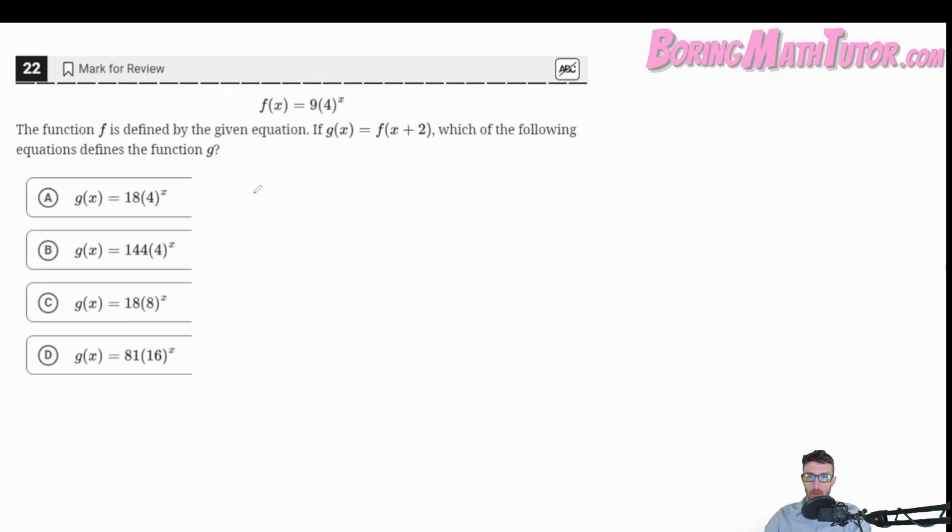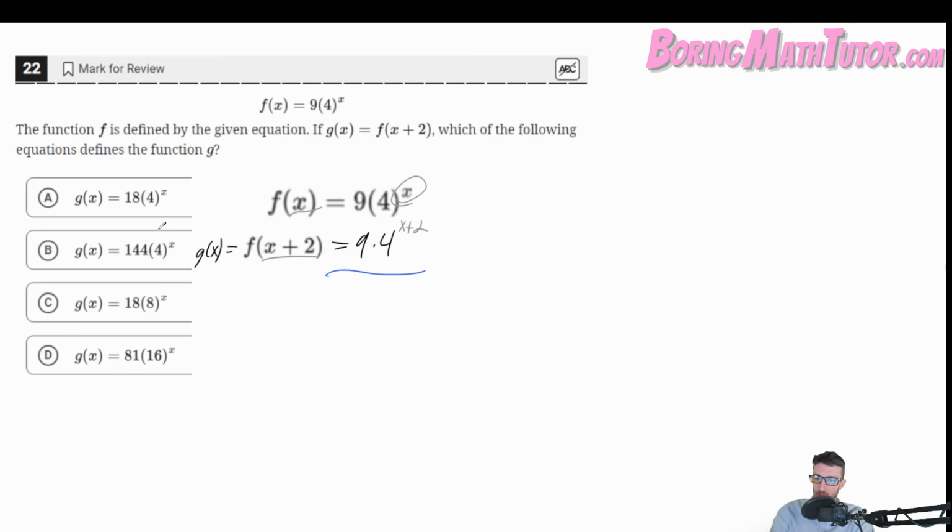All right, here they're giving us that f of x is equal to 9 times 4 to the x, and then they're talking about f of x plus 2. And they're saying that that's equal to g of x. But then all we got to do is replace the x with x plus 2. Now, do I see that answer here? No, they're not trying to make it too easy, but I can easily use an exponent rule that says this must be the same thing as 4 to the x times 4 to the 2.